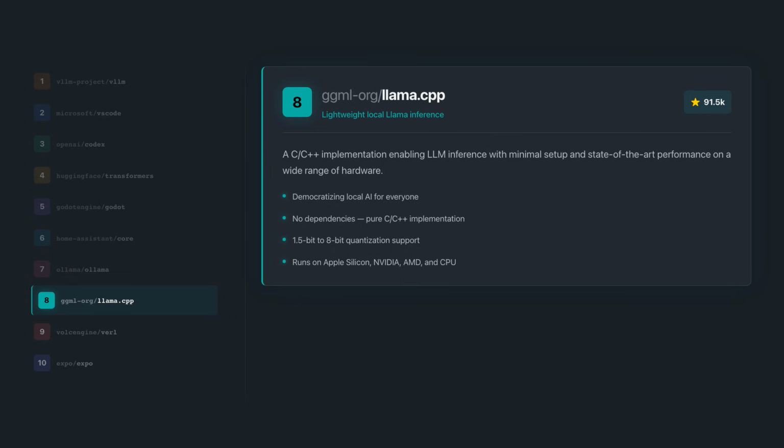Llama.cpp has become foundational infrastructure. Countless local AI tools build on its inference engine. It democratized what was once exclusively enterprise technology.